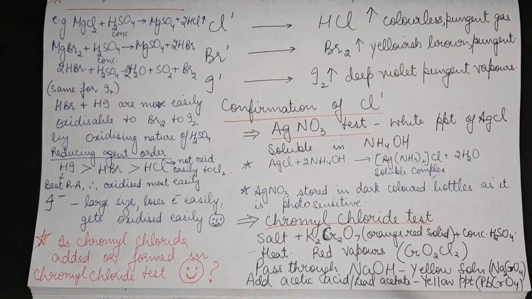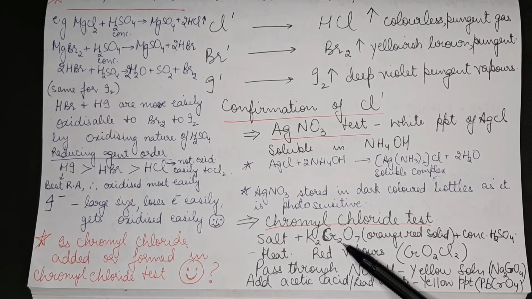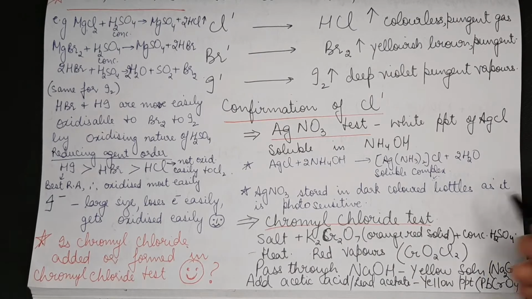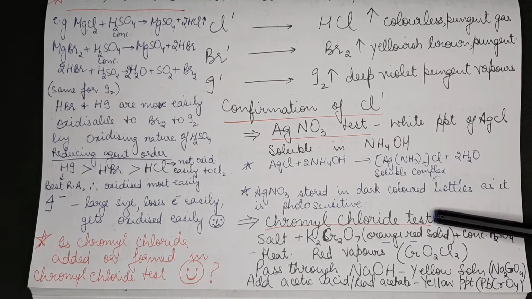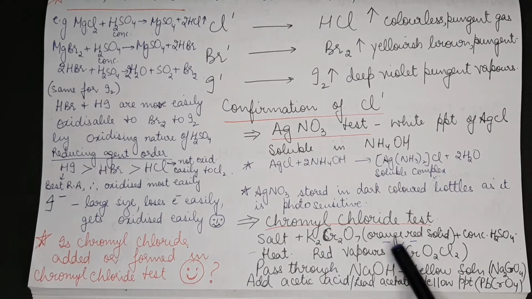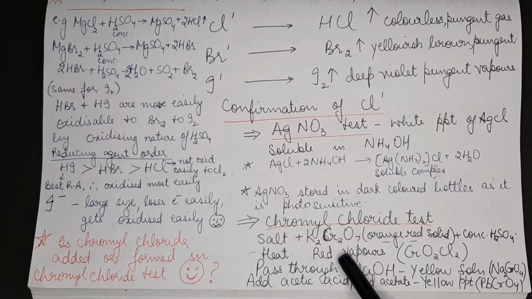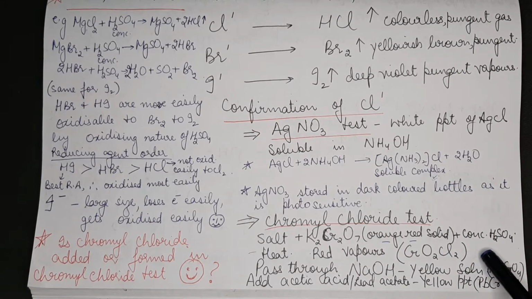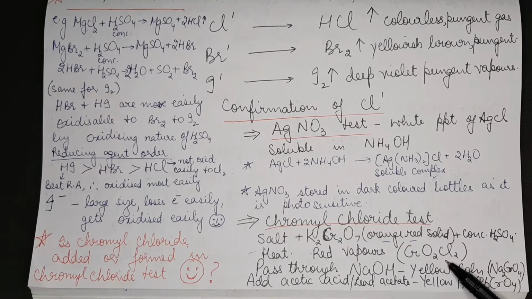And what is the test? We take the salt, the chloride salt, add orange red solid potassium dichromate. Very important. I'm insisting again and again. Please keep this in mind for a variety of questions in a variety of exams that you can face. Salt with potassium dichromate, which is an orange red solid, and concentrated sulfuric acid, heat. You get red vapors of chromyl chloride. Again, remember, red vapors are of chromyl chloride.